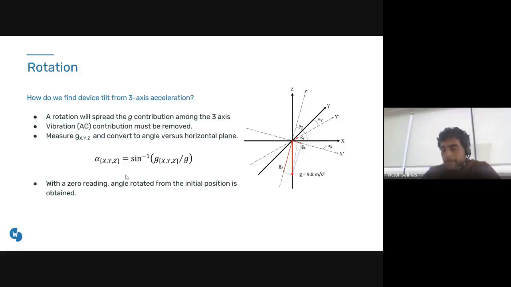So if we are able to remove the AC component, or the vibration component, we can find 3 accelerations that can be related with the gravity value, and relating them with trigonometrical equations, we can retrieve the tilt of the device. Moreover, if we start from a rotated position, we can consider this rotated position as our 0 reading, and from there we can see differential rotations in the 3 axes.